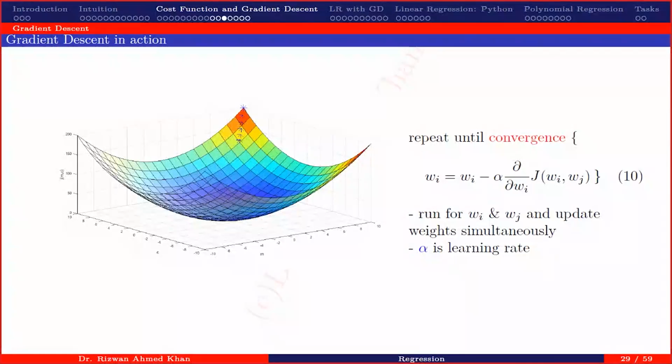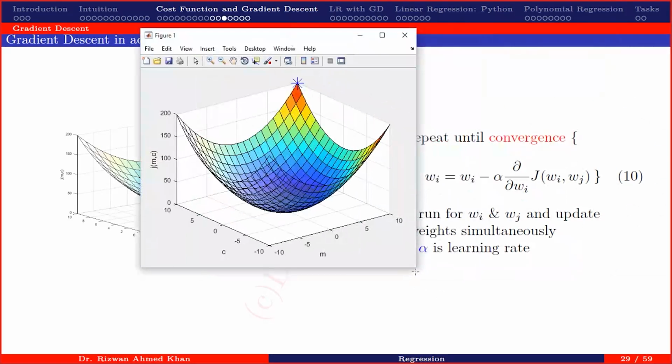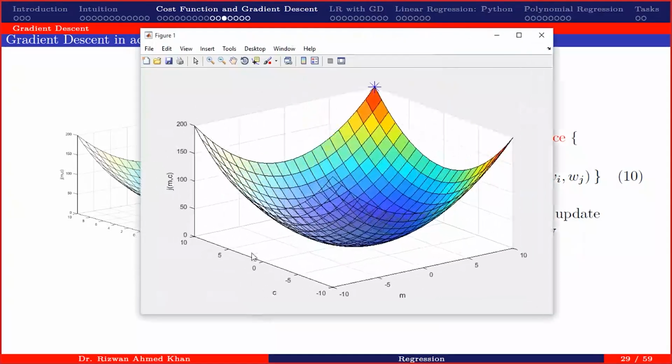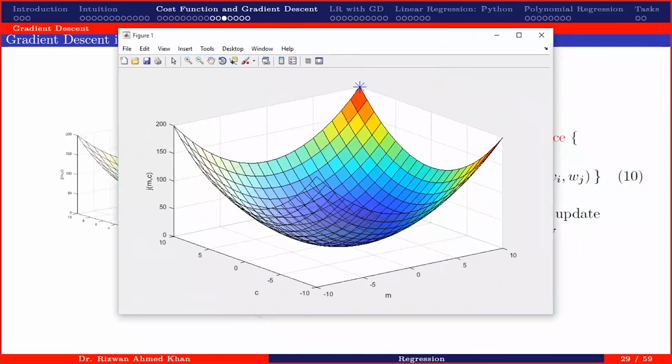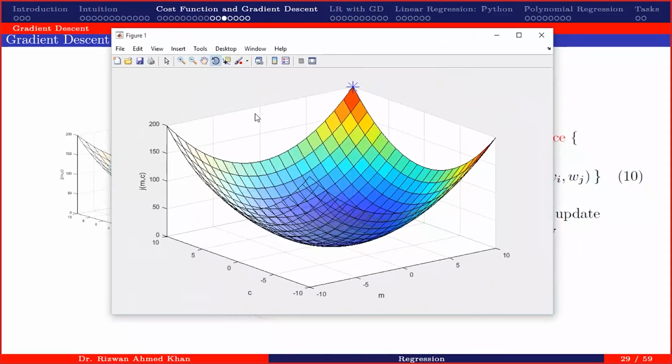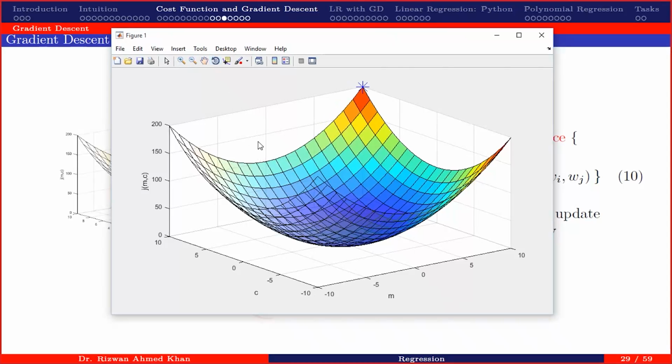So again, I will show you in MATLAB. Let me run it once more. Is it visible? This 3D graph? Yes, it's visible. Right.